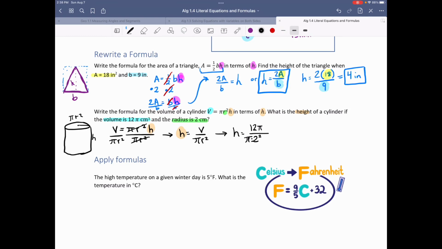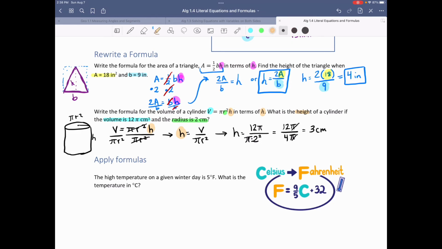Okay, this is a little messy, so we want to rewrite it. It also equals, we'll just leave the 12 pi here. 2 squared is 4, and we'll put the pi on this side. If you notice, there's a pi in the numerator and a pi in the denominator. Those will cancel. Now we have 12 divided by 4. That's going to equal 3. So it equals 3 centimeters, and that's it.